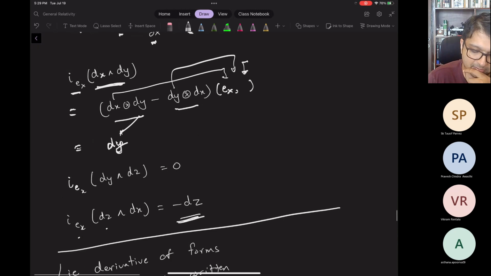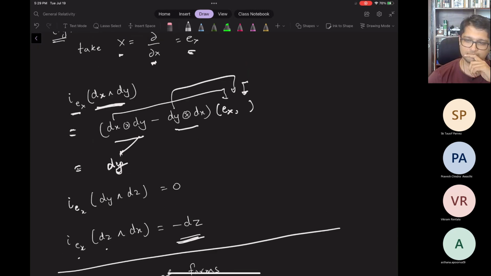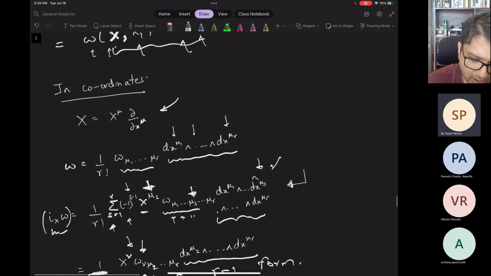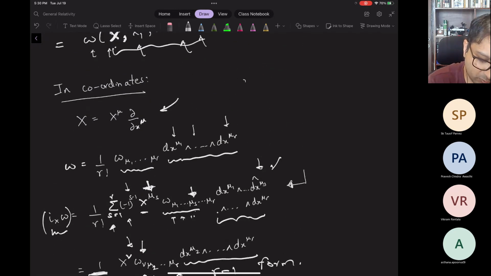Any questions about this interior product here? Sir, I didn't get that thing of keeping one slot empty. Oh, the one slot empty is basically this. This is an anti-symmetric product, but you can write it as a tensor product where I've anti-symmetrized over the indices. So I can think of it like this, and then I can think about the coefficient as anti-symmetrized.